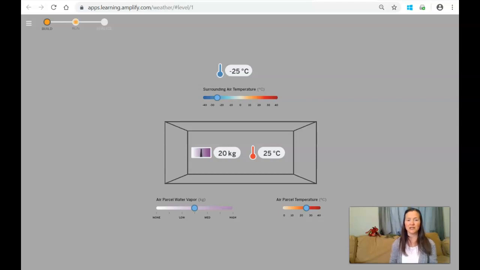Okay, this is what the sim looks like. It has areas up here, my cursor, for building, for running, for analyzing, and then we have the space in the center that's showing us what's going on. So this is our air particle. This is our surrounding air. This is where we can adjust our water vapor. This is where we can adjust our temperature. And in your packet, if you have your packet, there's a table, right? Ta-da! There's a table that you can fill out with the information that we're going to collect while we're doing the sim.